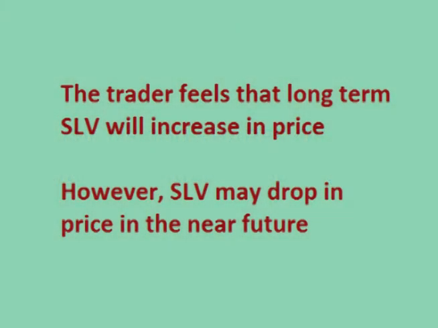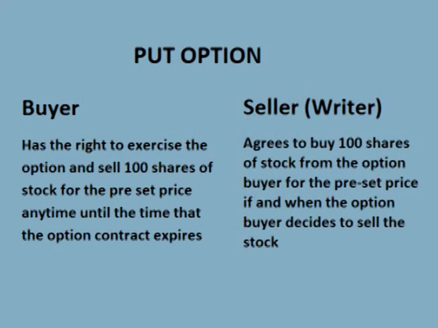This trader feels that SLV will increase in value long term, so he doesn't want to sell it. However, he is concerned that the price of silver may make a big drop in price sometime in the near future for some reason, such as some economic news due to be released soon. To protect his position, he buys a put option that expires in 1 month as an insurance policy.